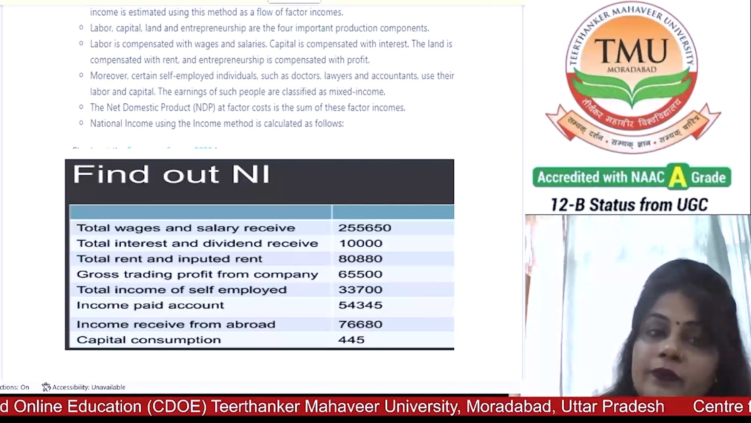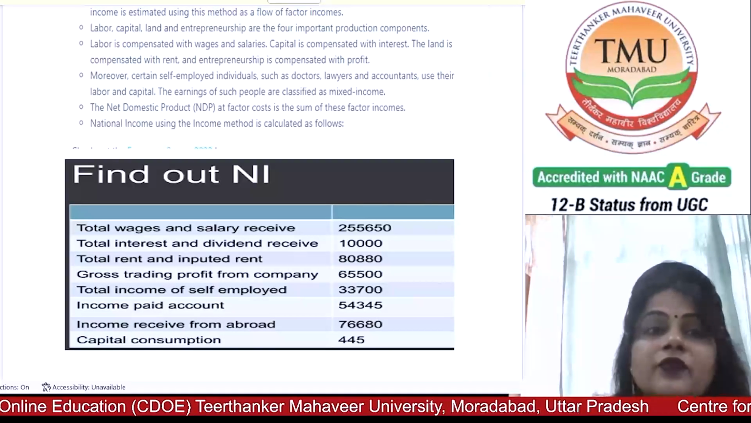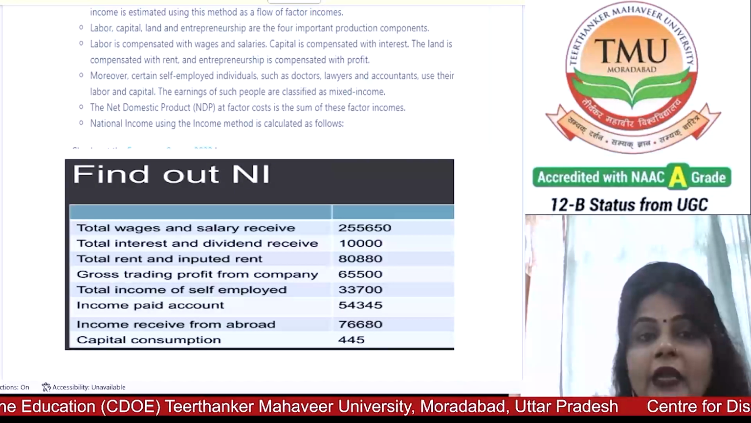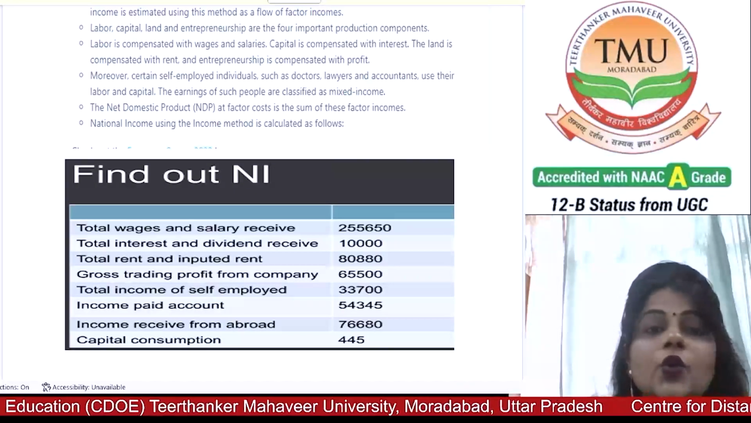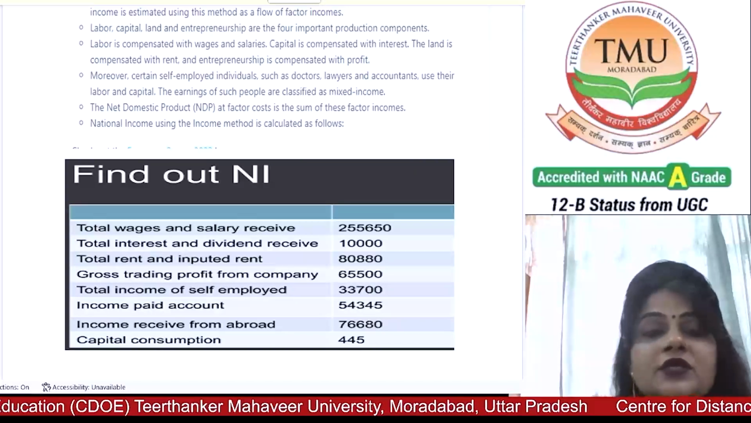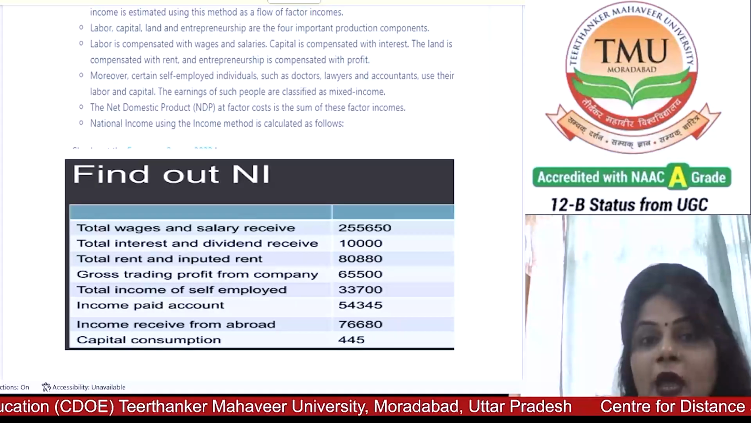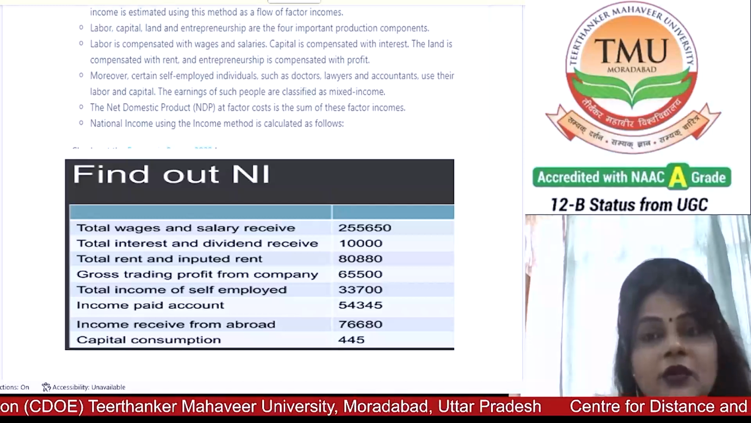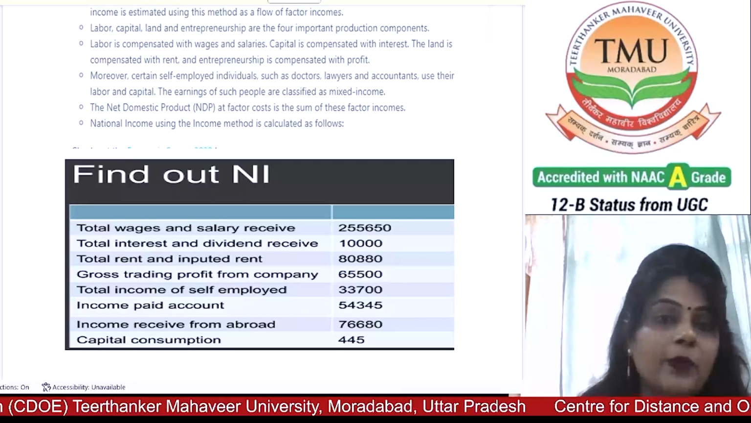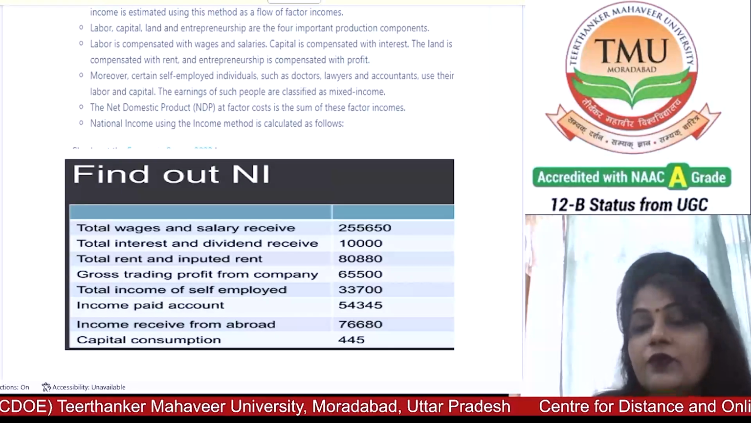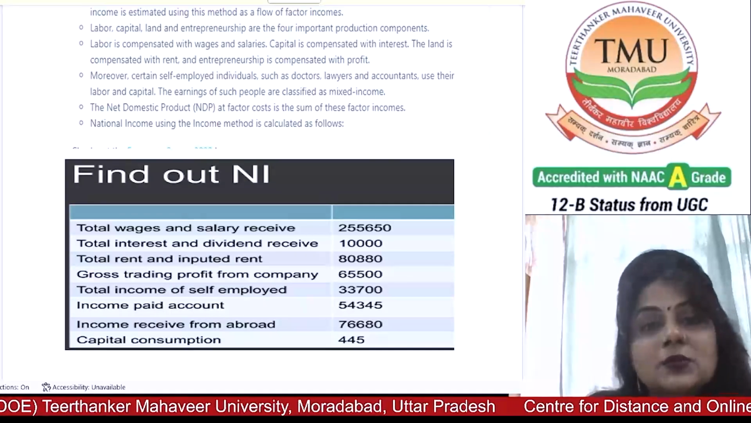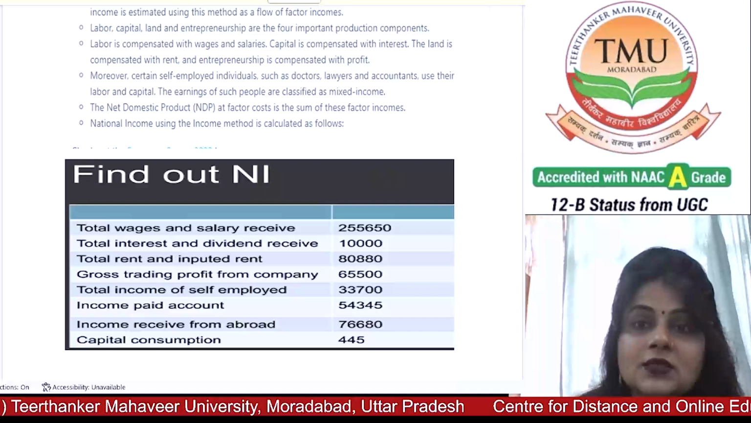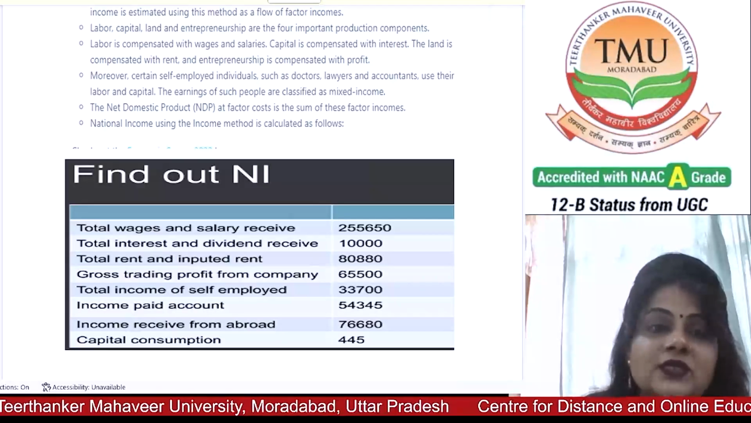The factor income paid by various sectors is grouped under the heads compensation of employees, rent and royalty, profit, interest, and mixed income. The third step is to calculate domestic income (NDP) at factor cost. The total of all factor incomes is known as domestic income, NDP at factor cost. NDP at factor cost is equal to compensation of employees, plus profit, plus rent and royalty, plus interest, plus mixed income.